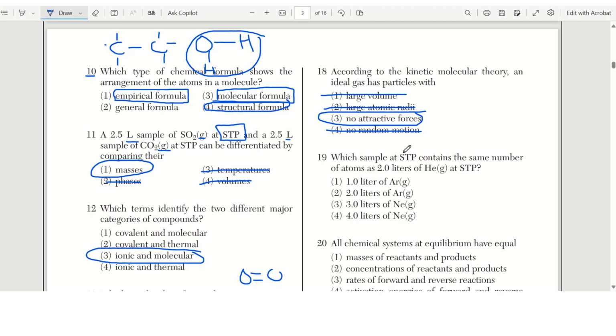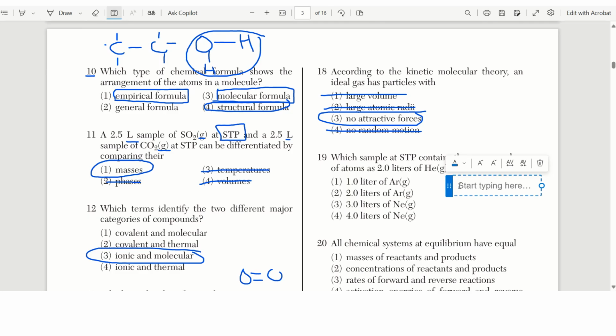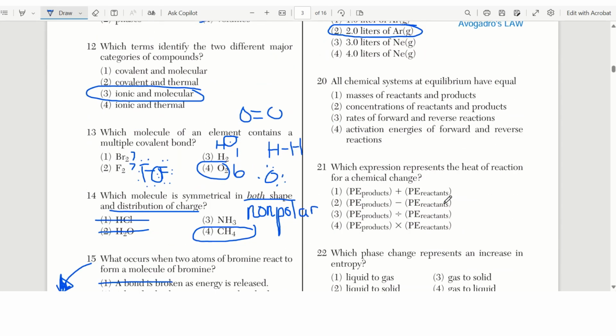Number 19. Which sample at STP contains the same number of atoms as 2.0 liters of He gas at STP? So this is Avogadro's law. And Avogadro's law says that at the same temperature and pressure, which I know these are because they're both at STP, a sample of gas will have the same number of molecules if it has the same volume. So there is the same volume.